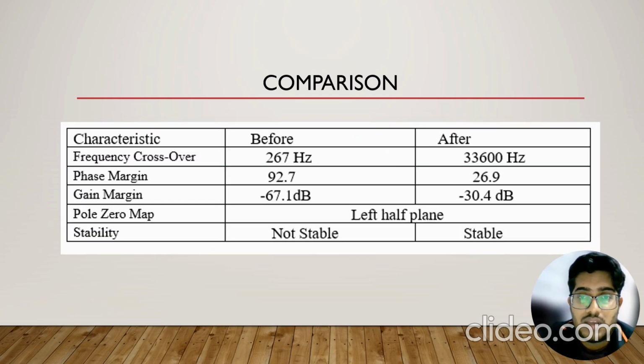So this is the comparison before and after. So the frequency crossover, as I said before, is 267 hertz, and after new KP and KI, 33,600 hertz, and the phase margin is from before 92.7 to 26.9. The gain margin is negative 67.1 dB to negative 30.4 dB. For pole zero map, both have the same, which is left half plane, and for the stability part is based on our calculation and also simulation. We got that the KP new and KI new result is more stable.